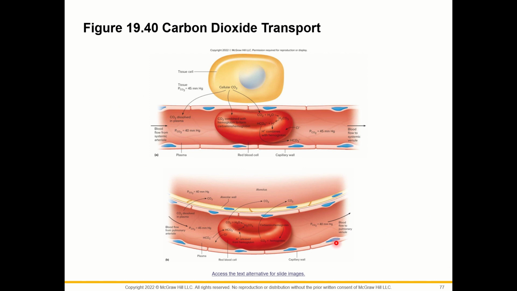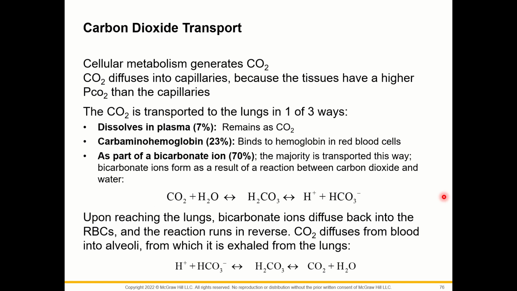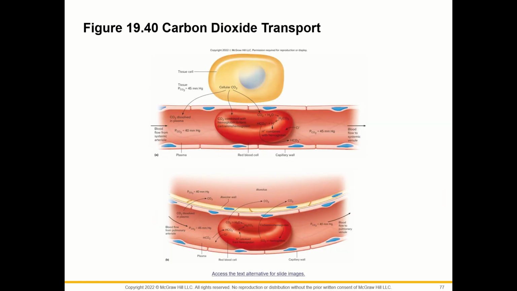So let's take a look here that we've got carbon dioxide from our cells that is going to be higher than the carbon dioxide in our bloodstream. And so that's going to cause it to diffuse out of our cells into our bloodstream. And then here's where we see the bicarbonate ions coming out. And as it moves through the bloodstream, we're going to see the formation of carbonic acid. And then we're going to see the equation move back and forth between bicarbonate and carbonic acid and hydrogen ions and water and carbon dioxide.